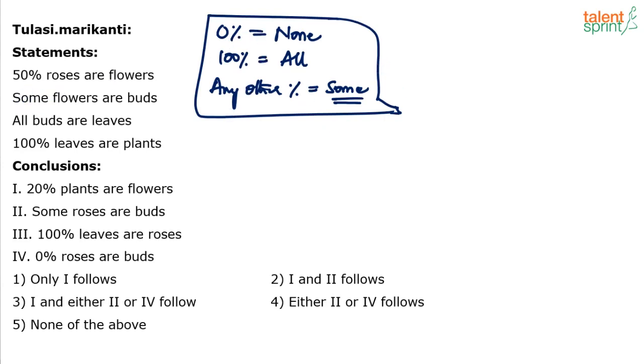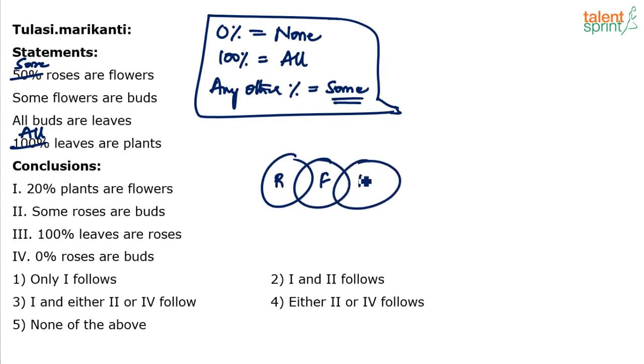So 50% roses are flowers means what? Some roses are flowers, some flowers are buds, all buds are leaves. 100% leaves are plants means all leaves are plants. So now these statements have been converted to the regular ones. So some roses are flowers, draw the basic diagram. Some roses are flowers. Some flowers are buds.